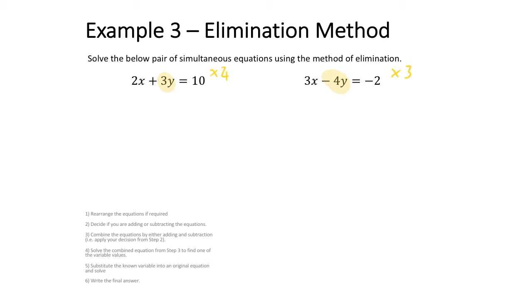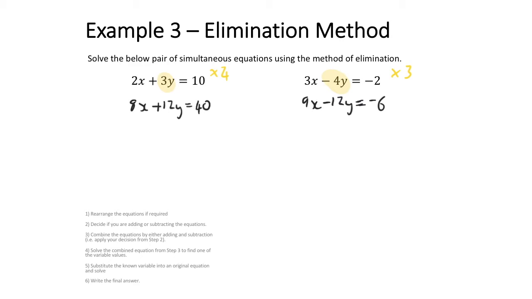So making those adjustments, my new equations are going to be 8x plus 12y is equal to 40, and 9x minus 12y is equal to negative 6. When making those adjustments, when you're multiplying the equation, you multiply each term on both sides by the same number. So 2x becomes 8x, 3y becomes 12y, and 10 becomes 40 for my first equation because I multiplied it all by 4. In my second equation, when I'm multiplying it all by 3, 3x becomes 9x, negative 4y becomes negative 12y, and negative 2 becomes negative 6.